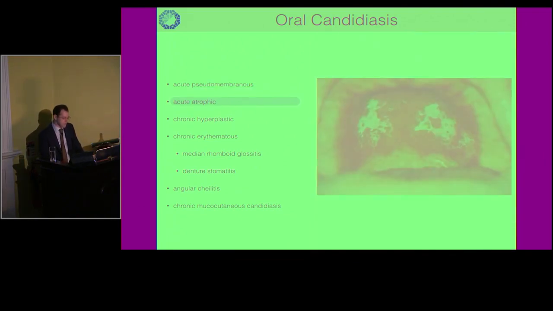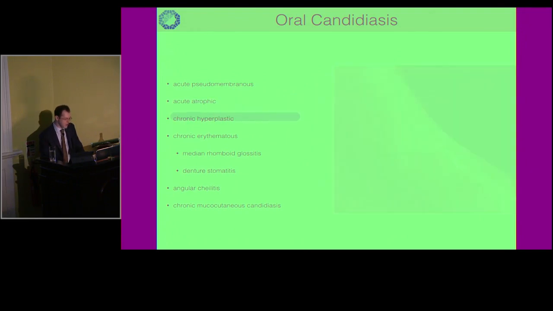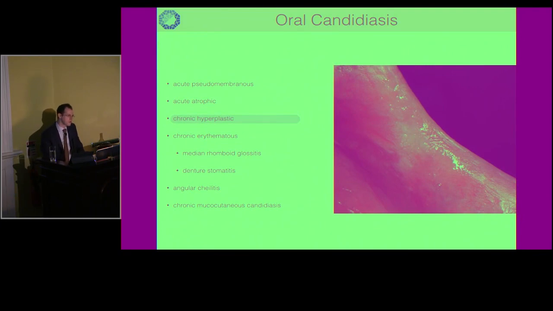Acute atrophic is probably acute pseudomembranous, where the pseudomembrane has been partially removed, also called antibiotic sore mouth, but acute atrophic is the best way to describe that. Chronic hyperplastic, you usually see at the commissures, although it can be anywhere. It's a hyperplastic white plaque, also called Candida leukoplakia. Possible association with malignancy here as well, although they're much more common in smokers, so it's quite hard to see the wood for the trees there.